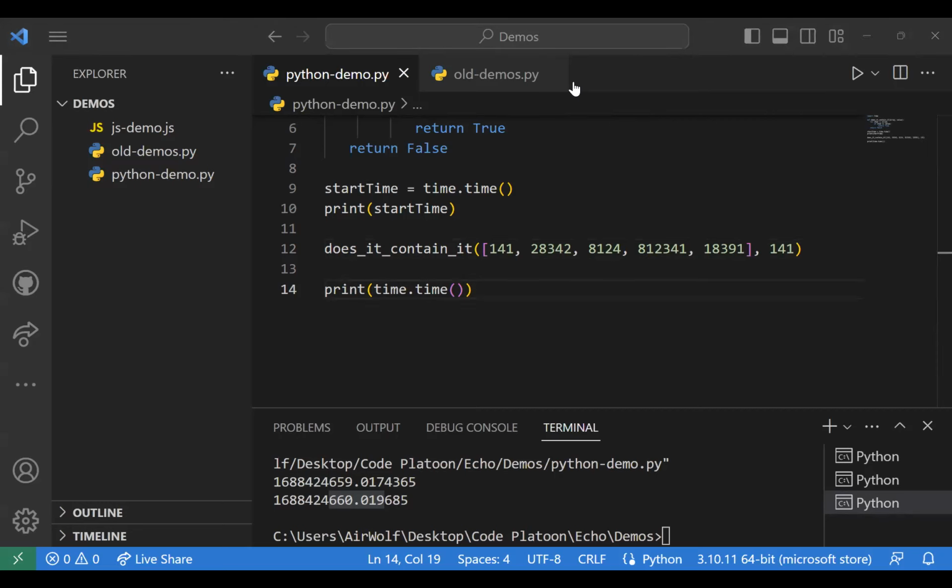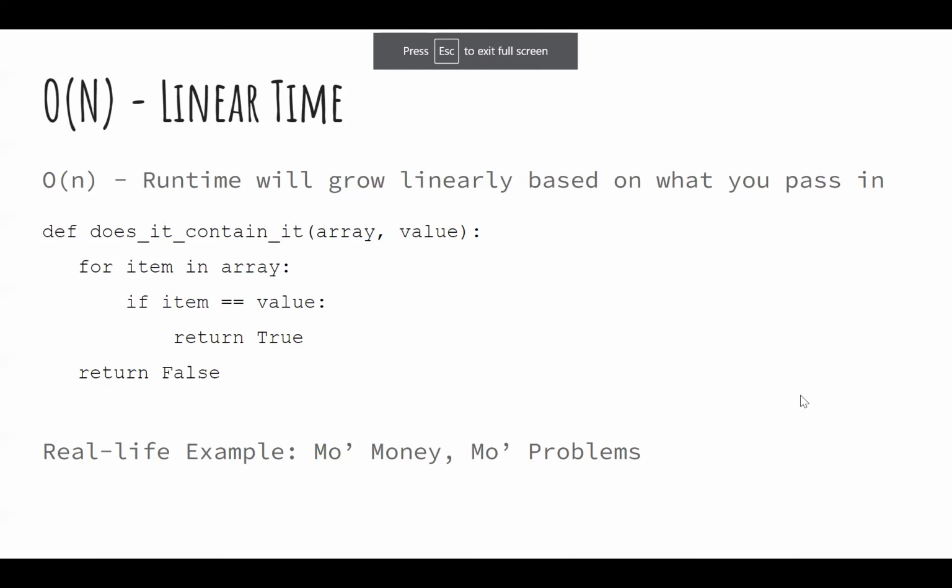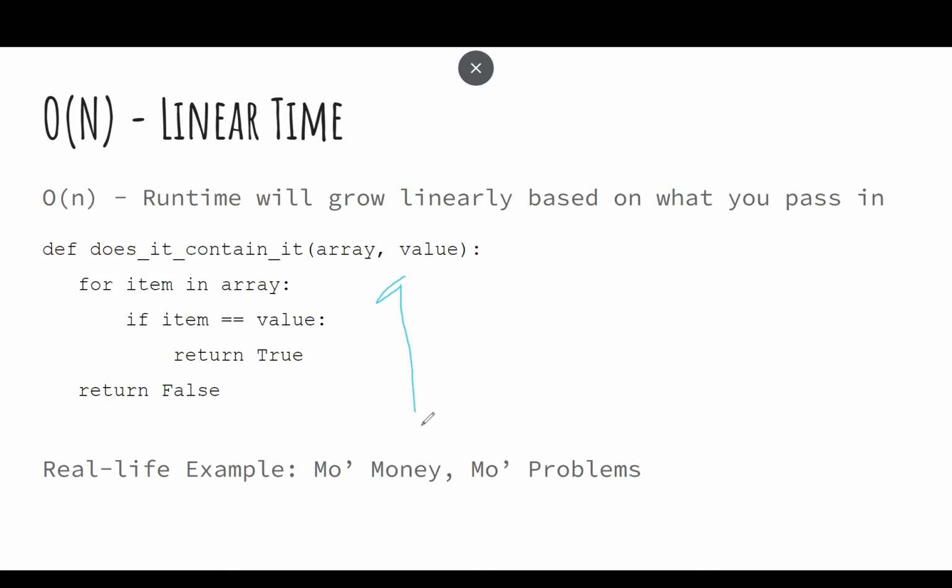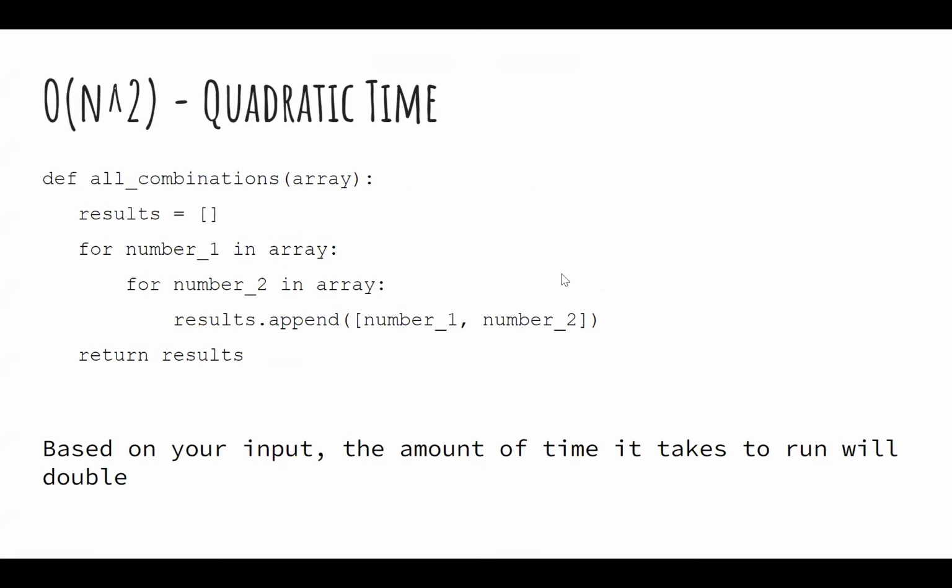So, okay, I think we're pretty much done with the VS Code for now. And again, for linear time, we have our O and our N up here. It basically grows linearly, like a line. Next up is going to be quadratic time, which is a decent bit worse, right?